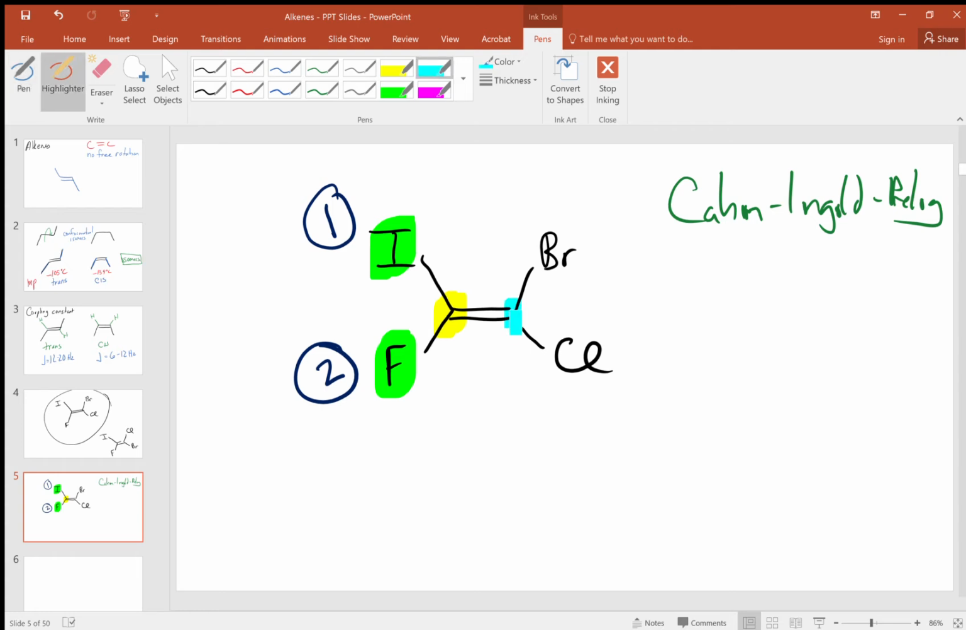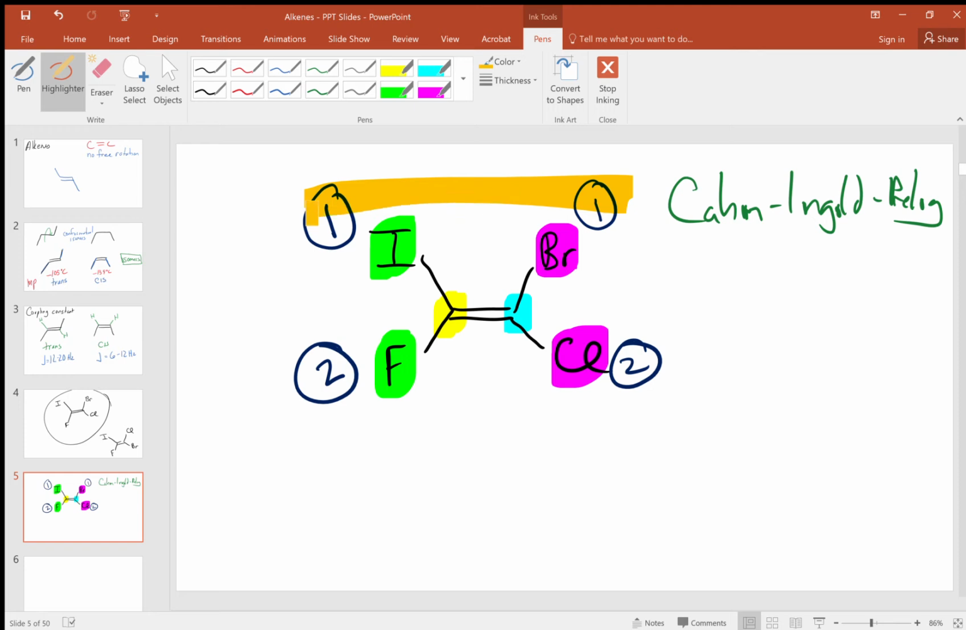Then we go to the other carbon of the alkene and we look at the two groups that it's attached to. In this case, those are bromine and chlorine. Which one of those is higher priority? Bromine is higher atomic number than chlorine, so we have 1 and 2 like this. So what now is the relationship between the higher priority substituents? Are they cis or trans to each other?